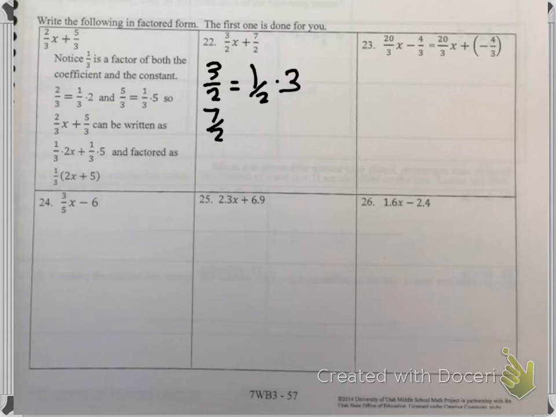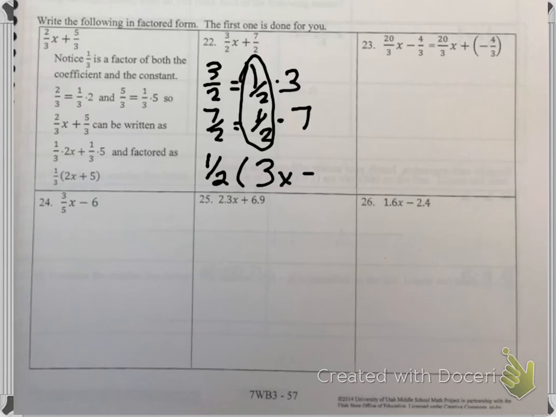So 7 over 2 I can write as 1/2 times 7. Okay, I just broke it down. The reason I want to do that, my greatest common factor is 1/2. So when I factor this, it'll be 1/2 times 3x plus 7.